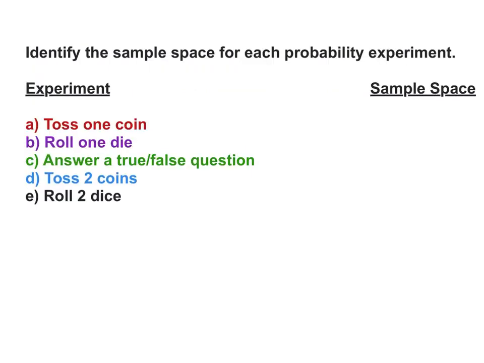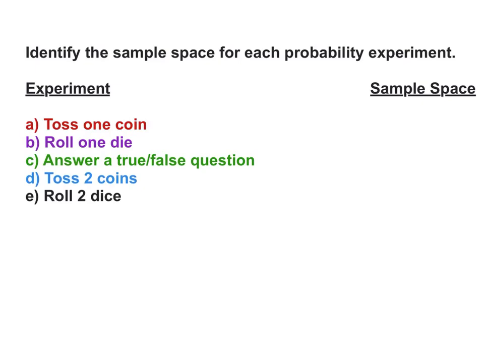Let's talk about sample space and try to come up with the sample space for these 5 examples. Okay? So the experiment would be, A would be tossing a coin, so flipping a coin. B would be rolling one die. You know, die is the singular form of dice. Did you know that? Dice is the plural form of die. C, answering a true-false question, D, tossing 2 coins instead of just 1, and E, rolling 2 dice. So we're going to talk about the sample space and how to find the sample space for each of these.